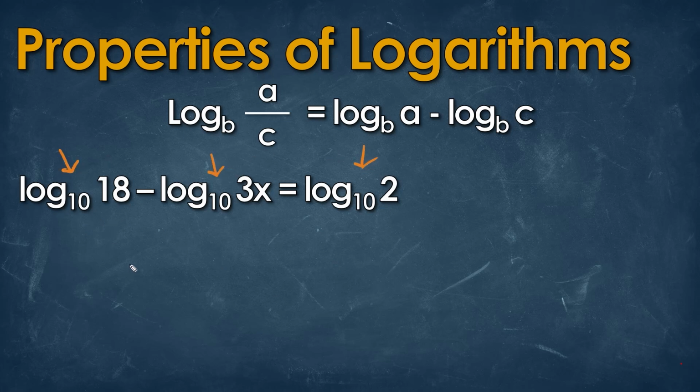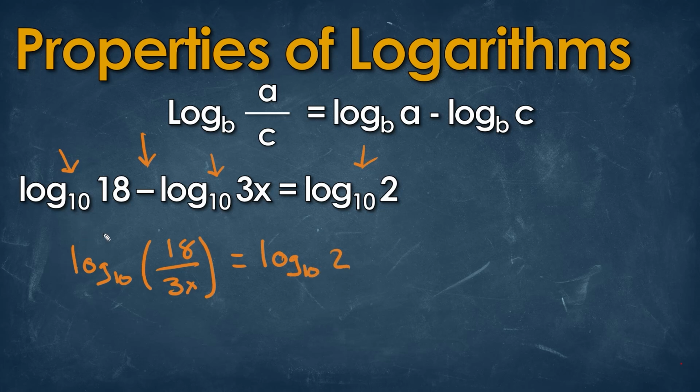So given this information, it looks like we have log base 10 of 18 minus log of 3x. Given that, we can actually convert this into one single instance of log base 10 of 18 over 3x. Now you want to make sure that you still keep it positive. I know that we have a minus sign right here. That does not mean that one of these will be negative. It just means that we do a quotient of that whole thing. And that's going to be equal to log base 10 of 2.